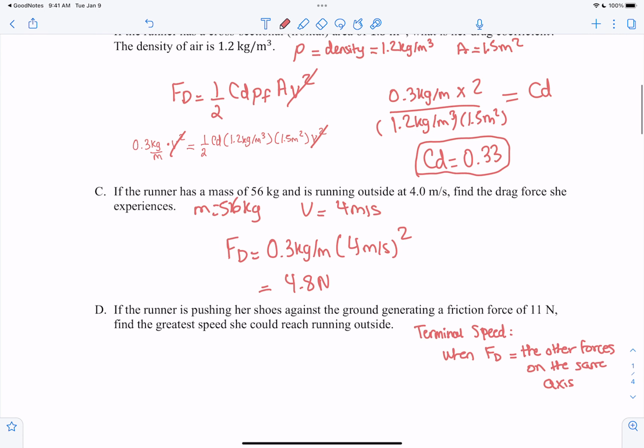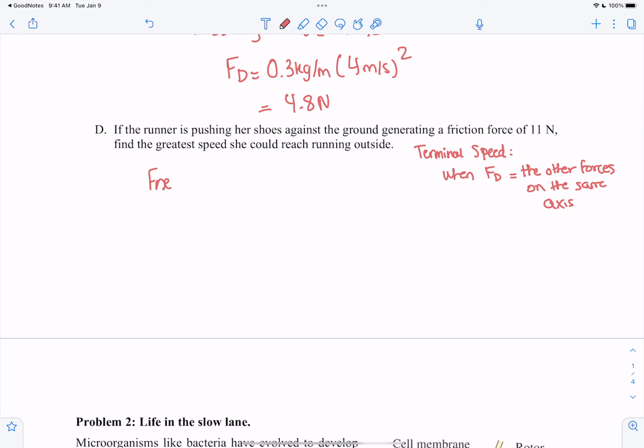But since it's pointing in the x-axis, we have our F net x, and we know that when our drag force is equal to the other forces on the same axis, then we have an F net of 0, and that's when we have our terminal speed or our greatest speed. So we have our drag force minus the static friction force. In that case, Fd should just equal Fs prime. The static friction force should just equal your drag force.